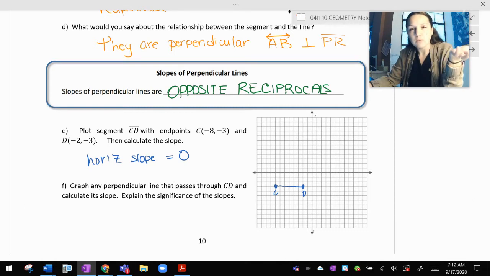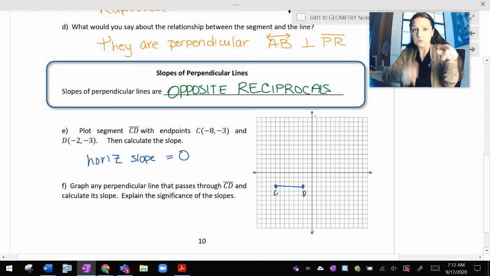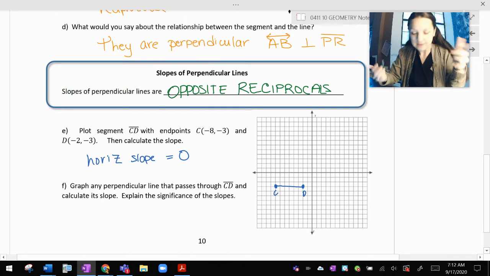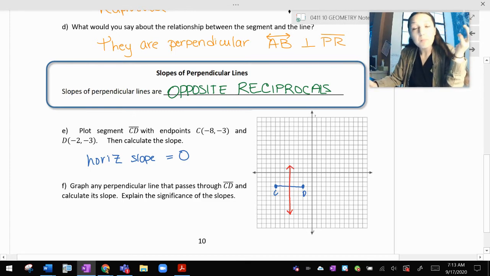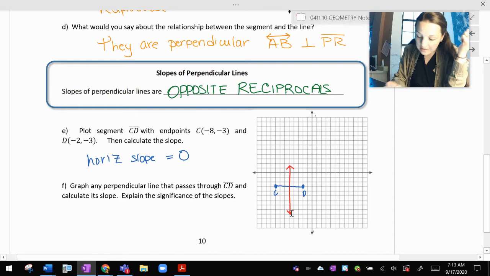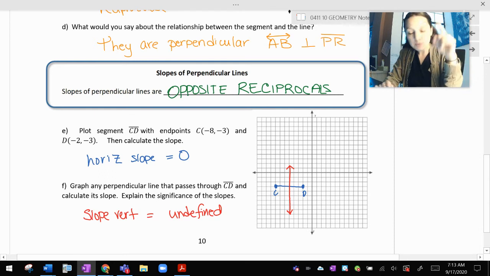Now, you're probably thinking, well, they just want me to make a perpendicular line. Can't I just make a perpendicular line by saying that one goes sideways, so the perpendicular one goes vertical? Yes, you can. So if I wanted to create a perpendicular line, this red one would be perfectly perpendicular. So graph any perpendicular line. I did, and calculate its slope. The slope of a vertical line is undefined. Okay, so we have one exception to the rule.